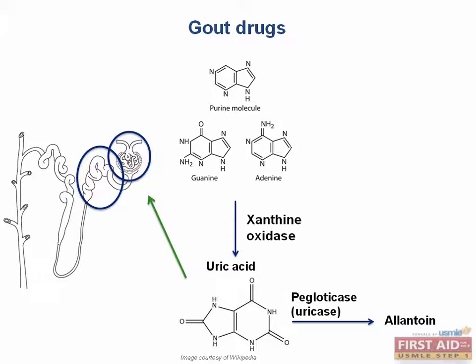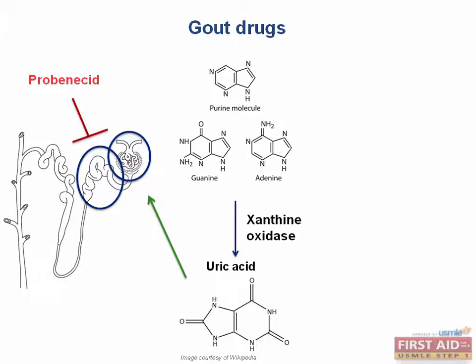Now, pegloticase is a very interesting drug because it's a recombinant gene that we lost during evolution over the eons. It's a recombinant uricase, and it metabolizes uric acid into a more water-soluble product, allantoin. Animals still have this gene, and there are a lot of theories out there about why humans lost uricase throughout the course of evolution.